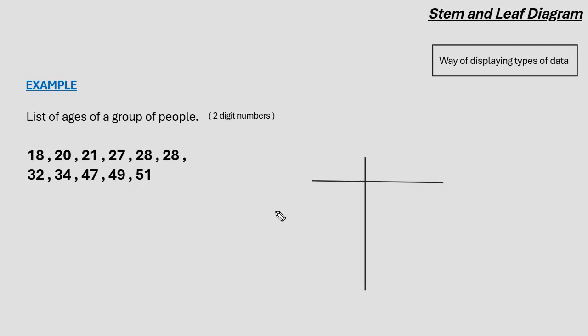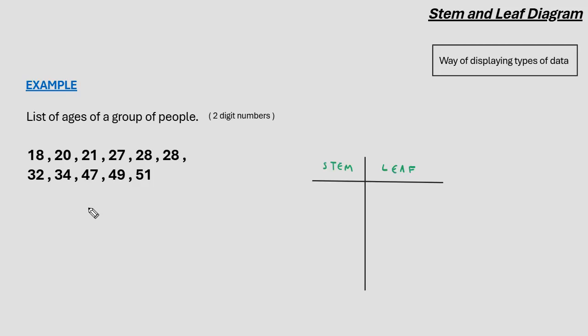And once we draw our table up, we can set it up with the digits that we will have on the left side making up the stem, and each digit on the right side will be a leaf. So, how do we input these numbers, these ages of people, into our stem and leaf diagram?